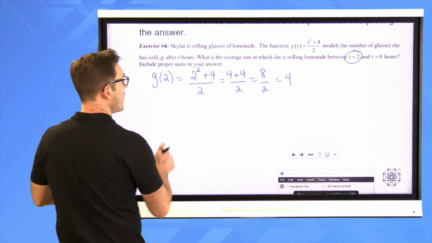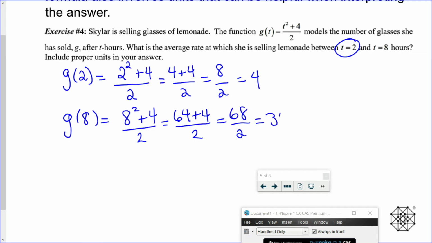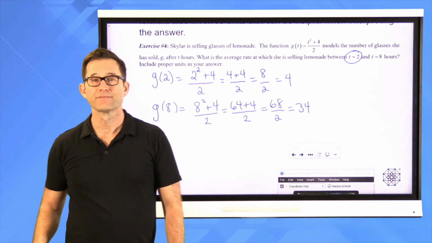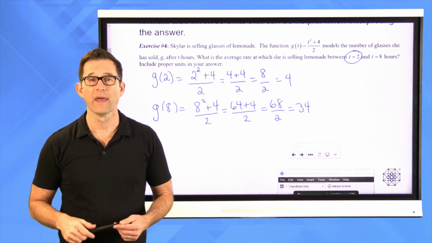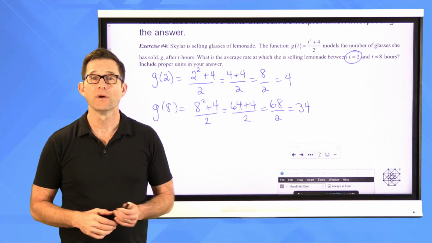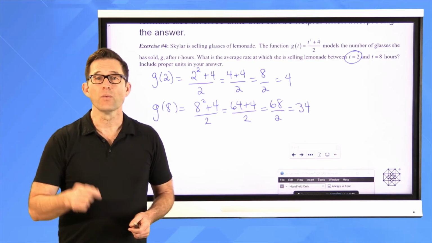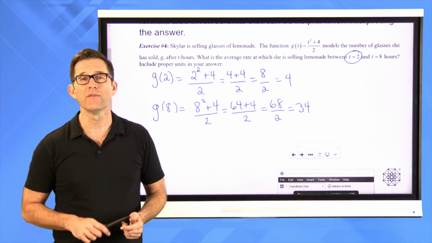Likewise, let's figure out what g of 8 is. g of 8 will be 8 squared plus 4 divided by 2, which will be 64 plus 4 divided by 2, 68 divided by 2, which is 34. In other words, after 8 hours, Skylar has sold 34 glasses of lemonade. Depending on how much she's selling them for, maybe that's a little bit better. The question becomes, what is the average rate at which she's selling the glasses of lemonade between 2 and 8 hours? See if you can finish this off.